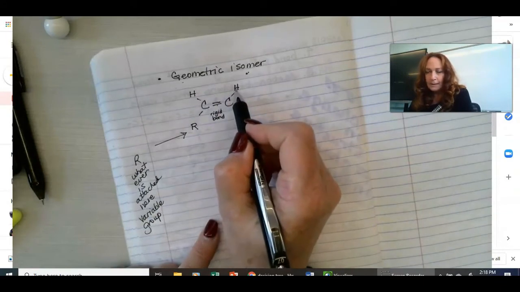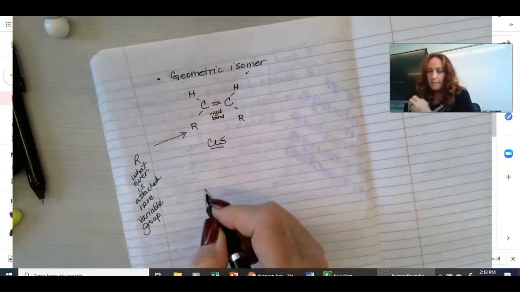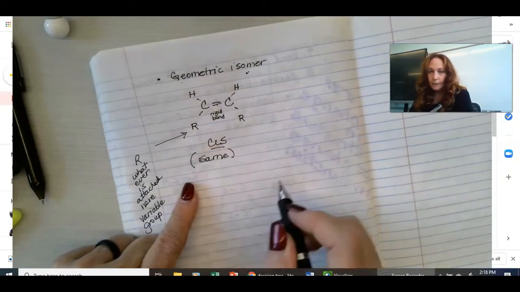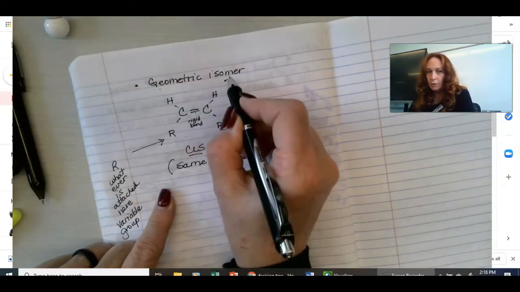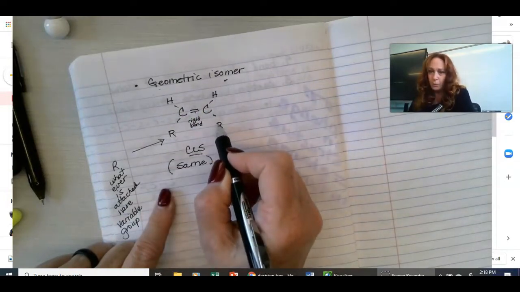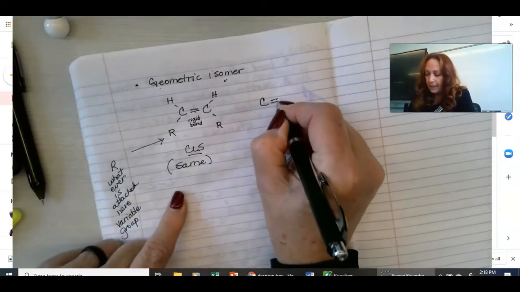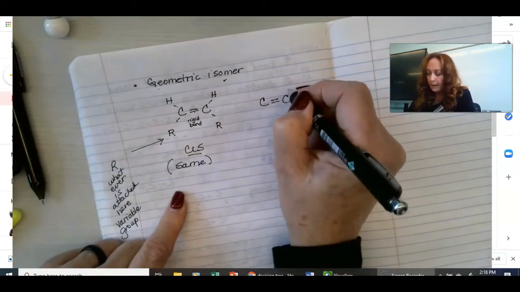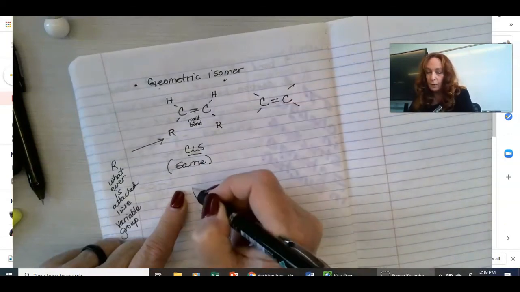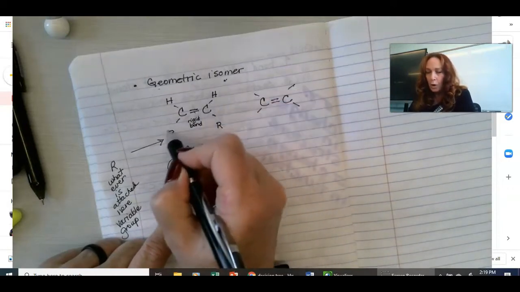If these are on the same side, this is called cis. Cis means same. I can make a geometric isomer with 2 H's, 2 carbons, and 2 variable groups, and I can put it together differently in space. So I'm going to have the same double bond with the carbons. I'm going to have the same 1, 2, 3, 4 for this carbon, 1, 2, 3, 4 for that carbon. That part doesn't change. But now I'm going to put these across from each other.